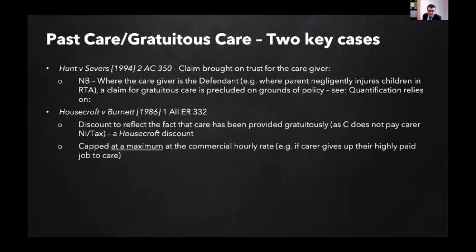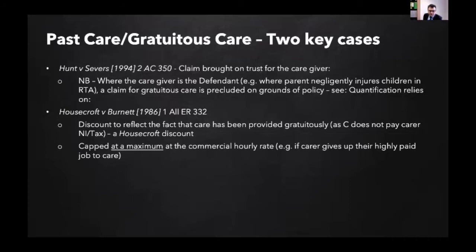The second point is that really the claim is valued as if that care was provided commercially by those caregivers, albeit, and this is the crucial difference, less a discount for gratuitous receipt. We often call that the Housecroft discount, surprise, surprise, after a case called Housecroft. But it's usually 25%, that's the appropriate rate. Some claimants try and be clever and they say it's 10%. Some defendants try and be equally clever and say it's 33%, but it's not, it's 25%. And that roughly equates to what you would have to pay a commercial caregiver in tax and national insurance.